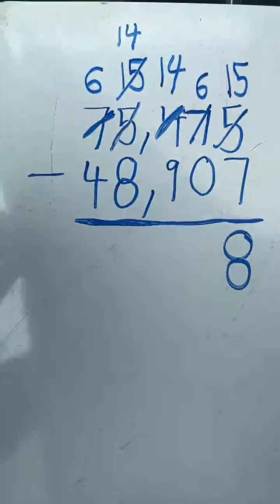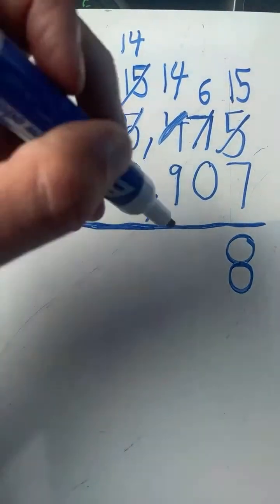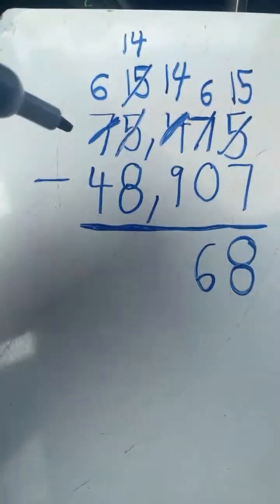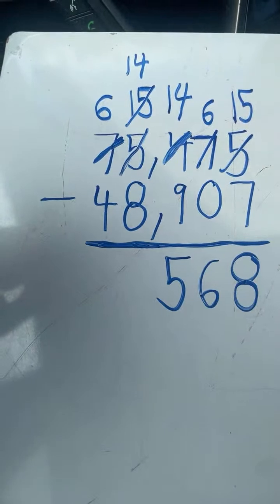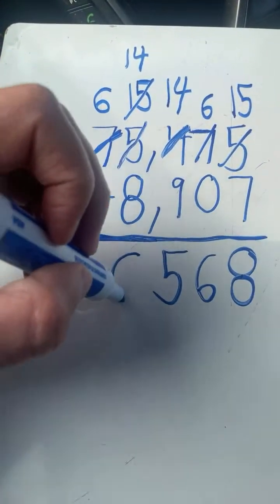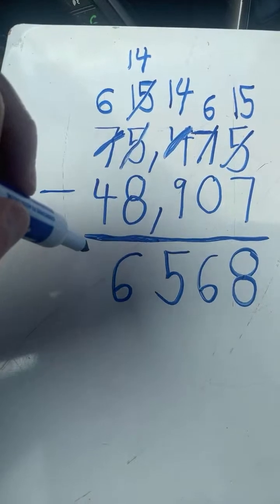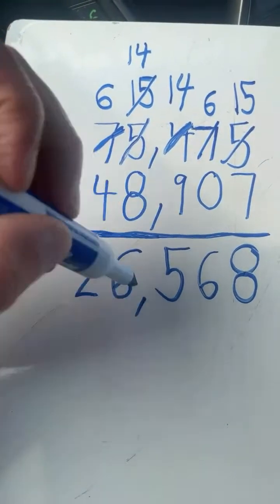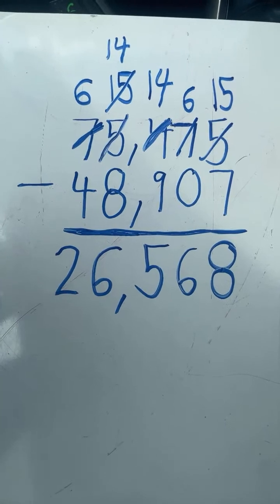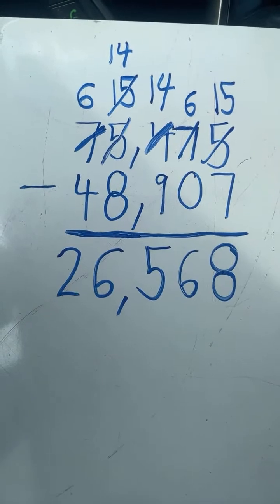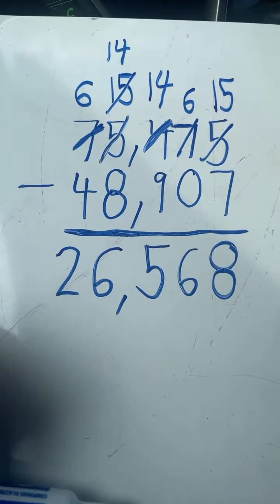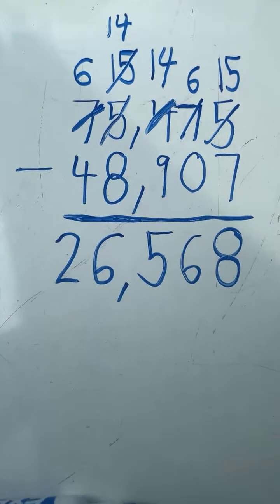So 15 minus 7 equals 8. 6 minus 0 equals 6. 14 minus 9 equals 5. 14 minus 8 equals 6. 6 minus 4 equals 2. And we have our final answer. 75,475 minus 48,907 equals 26,058.